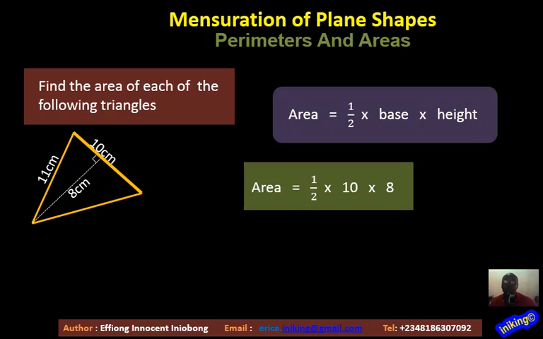The area, of course, is what? Half base times height. So that will be half times 10 times 8, as you can see on the board. That will give us half times 10, that is 5, 5 times 8, and that will give us 40 centimeters square. That was a very straightforward one. So you can see that the 11 in this case is redundant. We don't need it, because we only have 11 centimeters, but the corresponding height for it was not provided. Let's look at the next question.